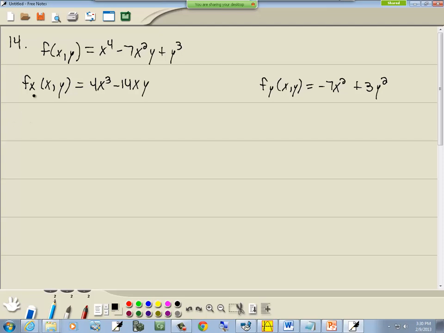Now our second partials. Our first one looks like this. It says we're going to take the partial with respect to x of what we just found here. So we take a look at this. Take the derivative with respect to x. The 4x to the third becomes 12x squared minus, and again, we're treating y like a constant, so it's like you've got negative 14y out in front. And the derivative of x is 1, so that drops away.